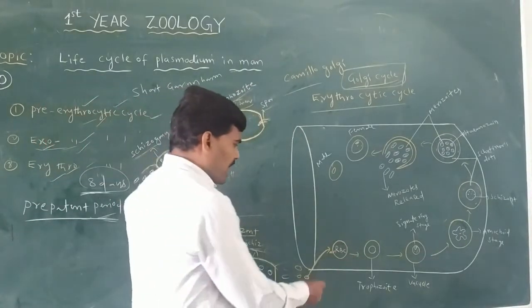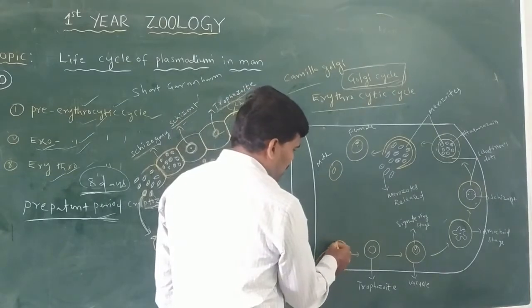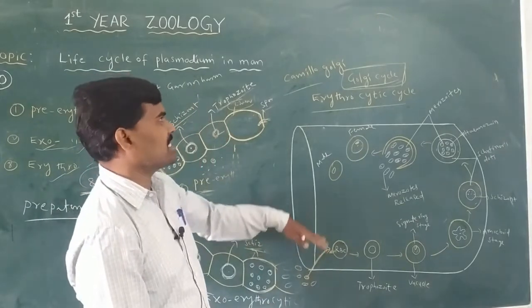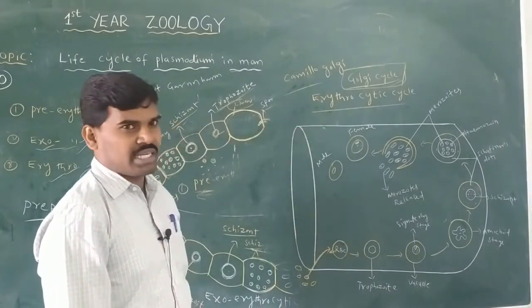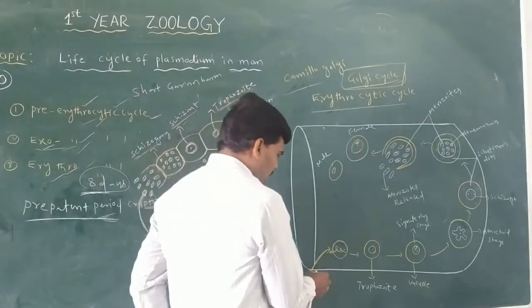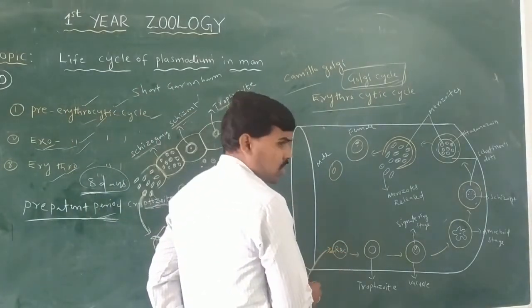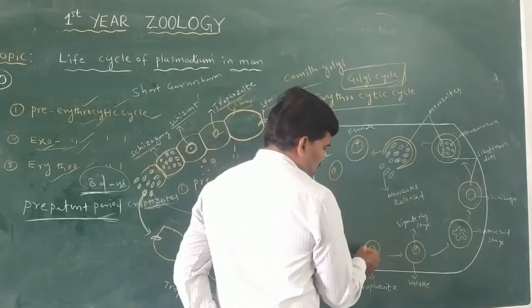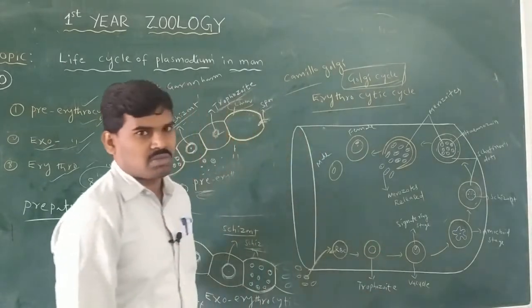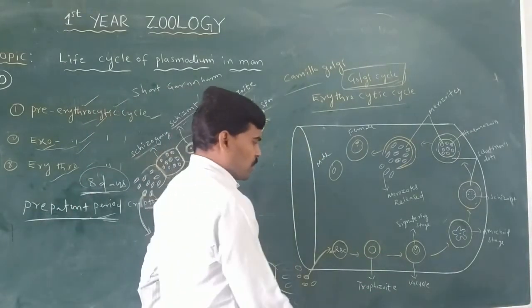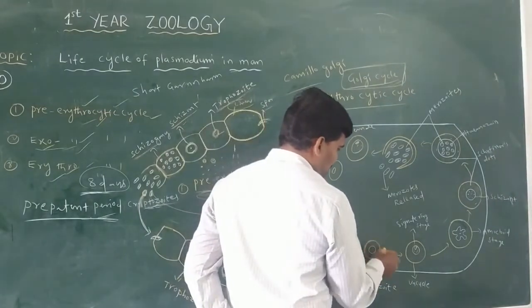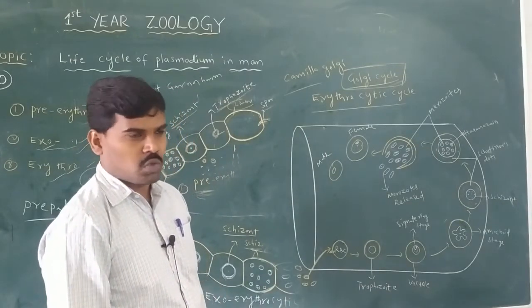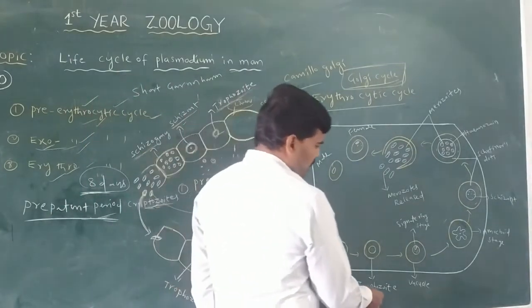Whenever the micro metacryptozoites enter into the RBC, or erythrocyte, hence it is called the erythrocytic cycle. This small-sized form transforms into a spiral shape. This is called the trophozoite stage, the trophozoite stage of the micro metacryptozoite.